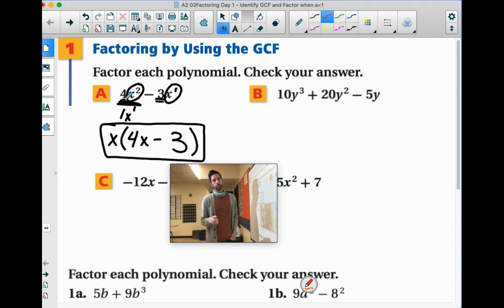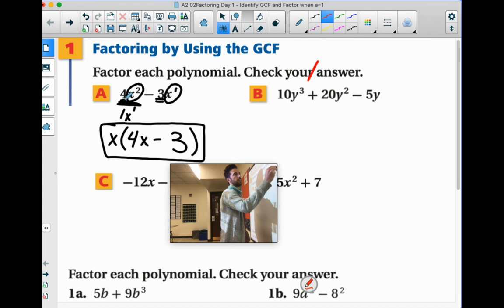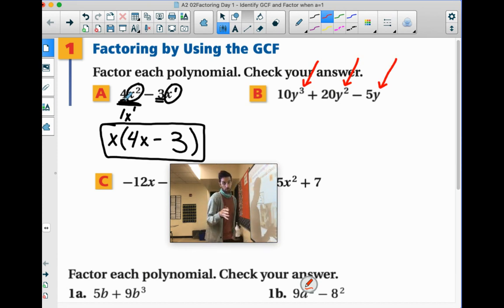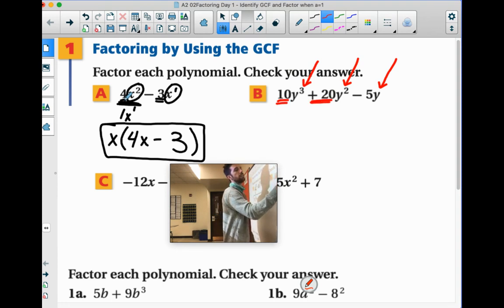You're also going to want to make sure that you put these in standard form. Standard form means you have your highest exponents first on the variables. So if you look, we have 10y to the third, then 20y to the second, and 5y to the first. That's the order you want them. So looking at the numbers 10, 20, and 5, the largest thing that goes into those is 5. Do they all have a y? You bet your face they do. They all have at least y to the first power. So that would be our greatest common factor.